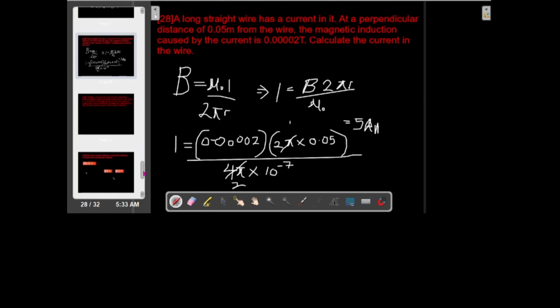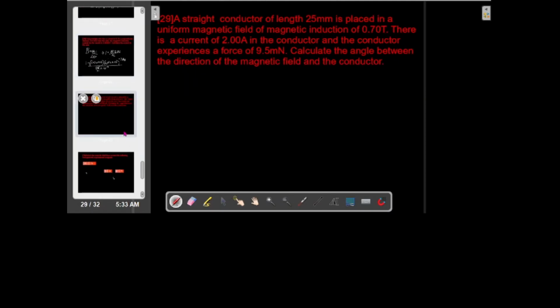Now the 29th question. This is somewhat long, but it says a straight conductor of length 25 mm is placed in a uniform magnetic field of magnetic induction 0.70 Tesla. There is a current of 2.0 ampere in the conductor, and the conductor experiences a force of 9.5 millinewton. Calculate the angle between the direction of the magnetic field and the conductor. So we're going to have F, using a slightly different formula here. F is equal to what? Since we are talking about the conductor now, we're going to have the same formula, F equals I L B sin theta.